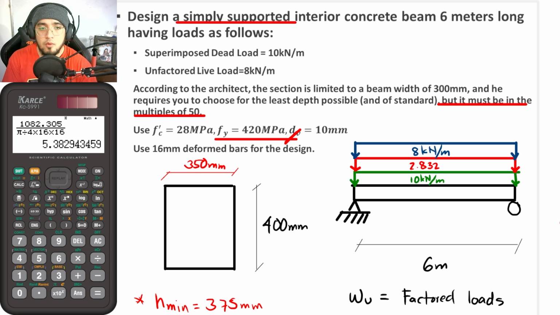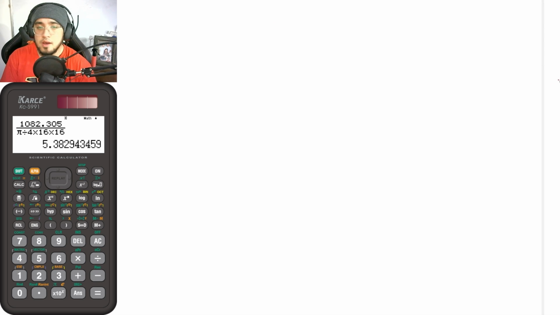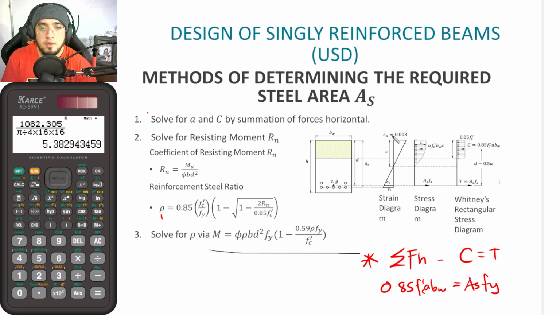So once again, from our last video, for this problem, we have solved for an AS required equal to 1082.305. Let us now check if it is still the case. For method number 2, what we will be doing is making use of this formula for the coefficient of resisting moment, then substituting it to this value of the rho required. That is now equal to 0.85 times F prime C over Fy times 1 minus square root of 1 minus 2Rn divided by 0.85 F prime C.